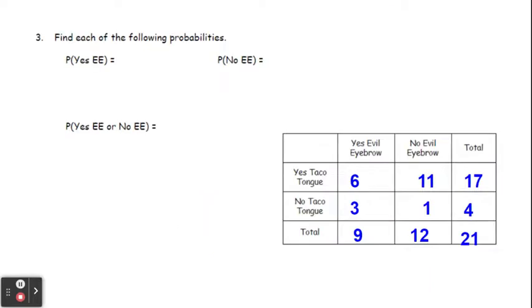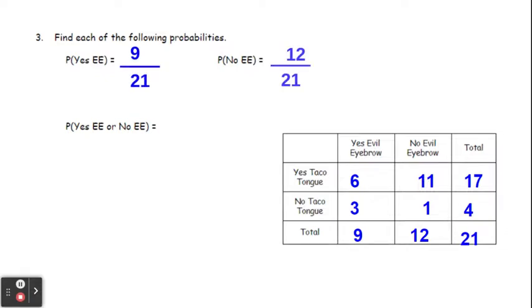Now we're going to combine probabilities using OR. And we know in the past that we've combined and found OR probabilities using addition. So let's see if we can do that here. The probability that a student is yes, evil eyebrow, we already know is 9 out of 21.